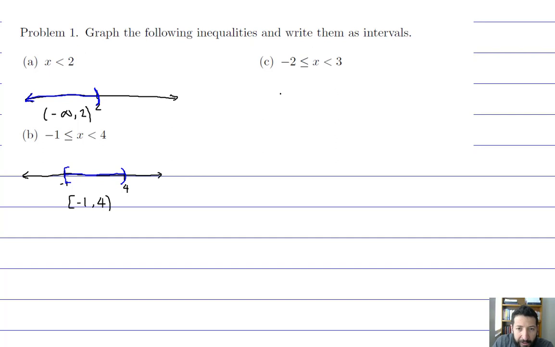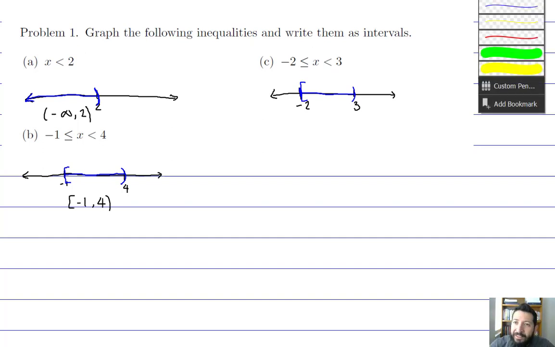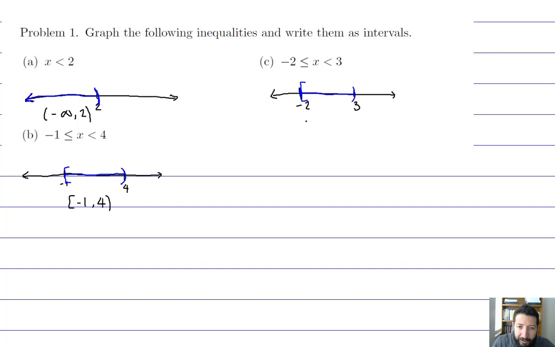And then similarly, we would do part C, which goes from -2 all the way out to 3. The numbers we're interested in are the numbers in between them. This one is open because it has no equal sign here. This one has an equal sign, therefore I need a closed endpoint. Granted, it should be right over at -2, but you get the point. So in this case it would be the interval from -2 closed to 3.